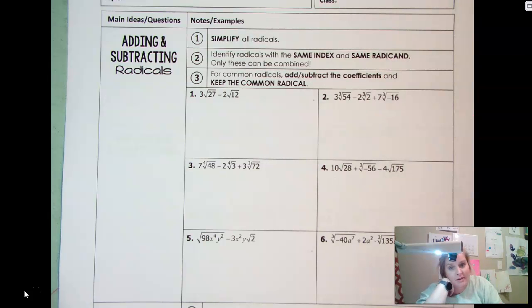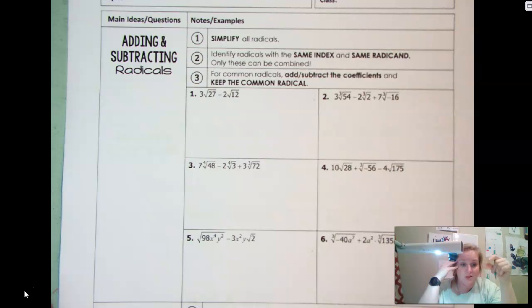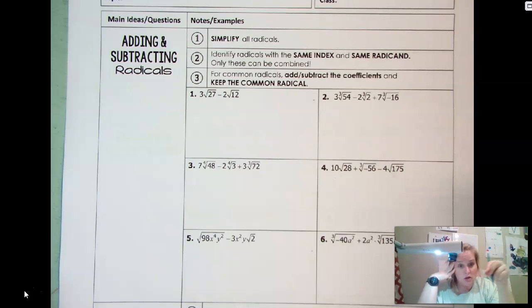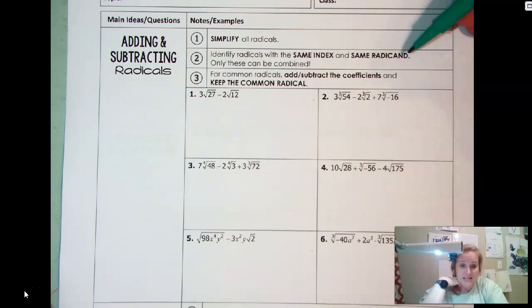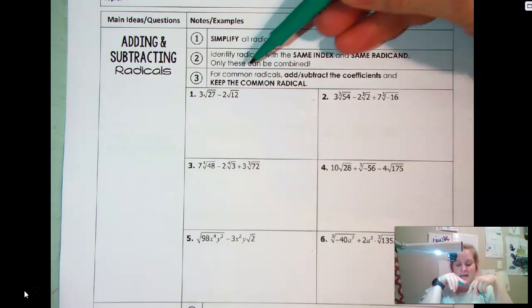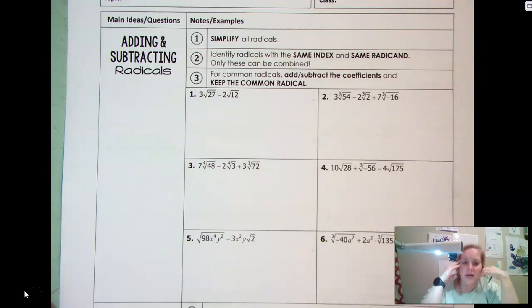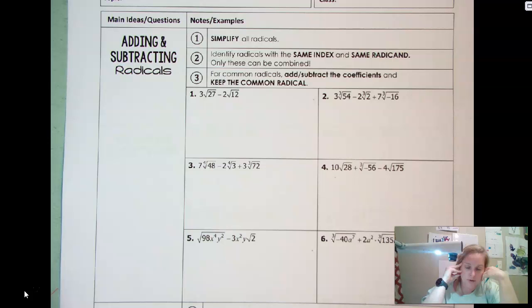You need to simplify all radicals. Step 2, identify radicals with the same index. Remember, the index is the little number, so they have to be square roots with square roots, cube roots with cube roots, and the same radicand, which means the number underneath the radical. Only these can be combined. So you cannot add a square root with a cube root, and in order to add them or subtract them, they have to have the same number in the house, okay?